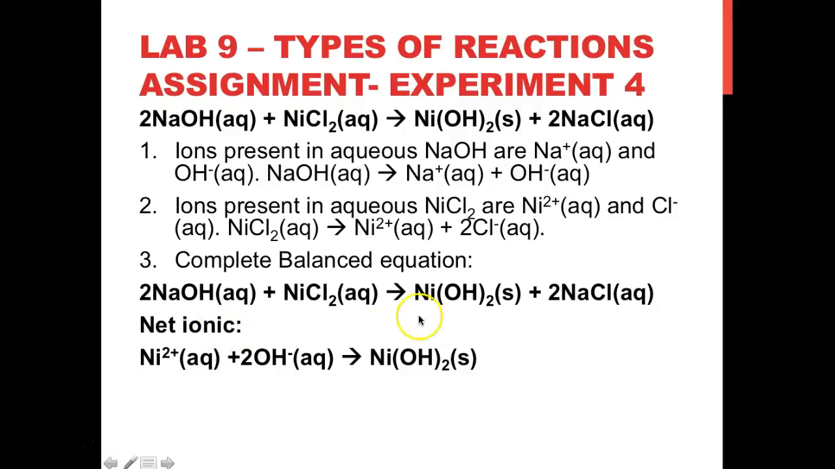So this is the balanced equation, and then when you break it down, NaOH dissolved in water separates out into the sodium ions and the hydroxide ions. NiCl2 again separates out into the nickel 2 ions and the 2 chloride ions. But when nickel and hydroxide come into contact, then they come out of solution and form nickel 2 hydroxide, which is a solid. So that's the net ionic equation. Nickel ions combining with the 2 hydroxide ions forming Ni(OH)2, the precipitate.